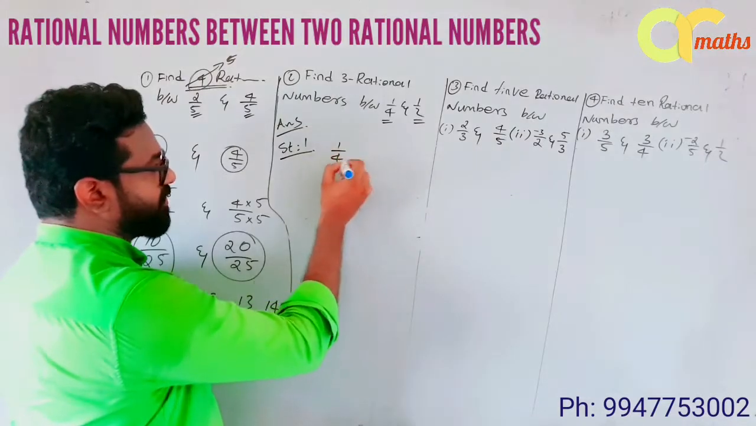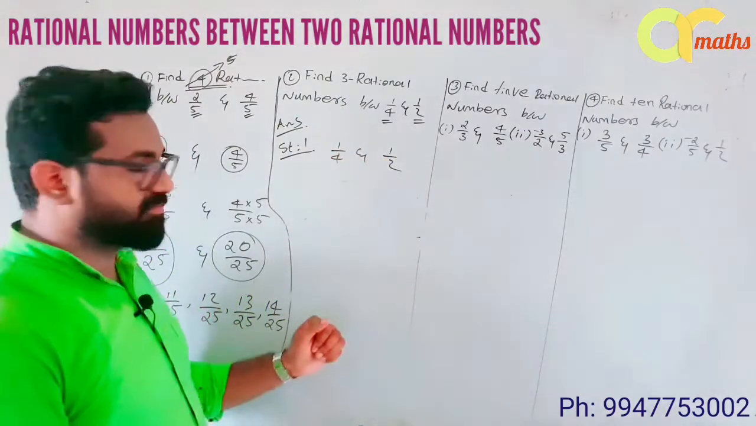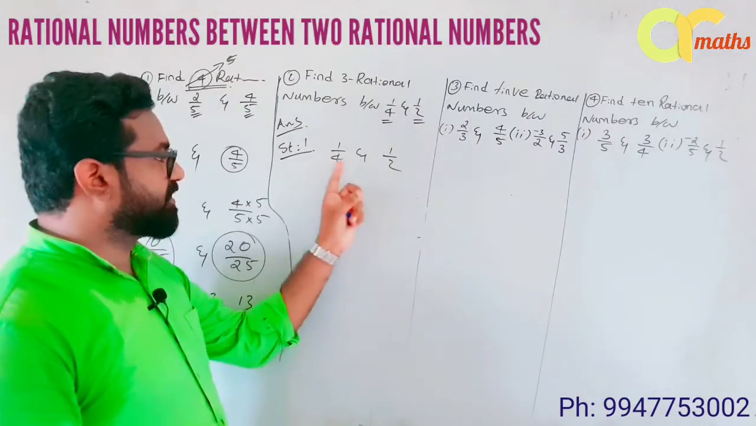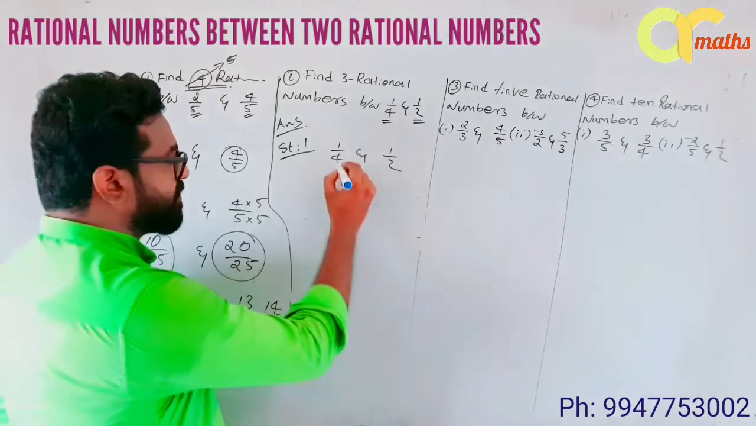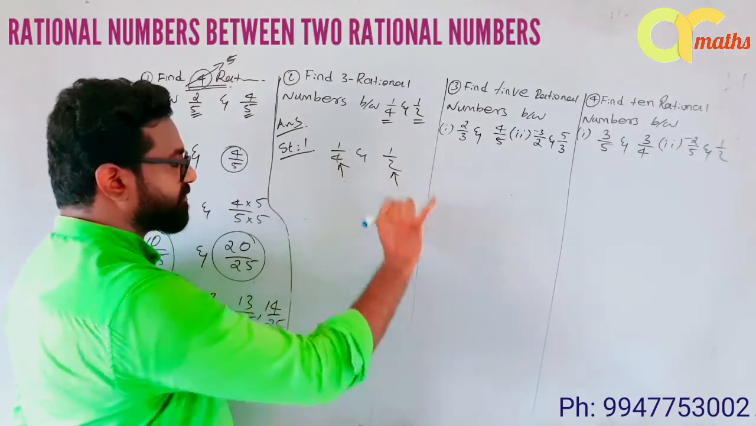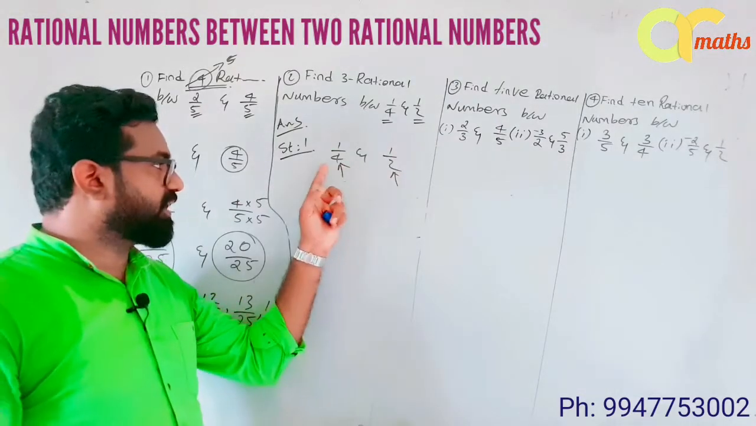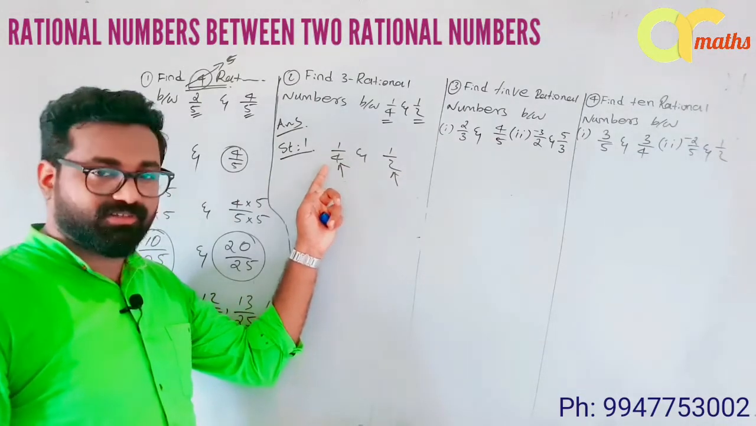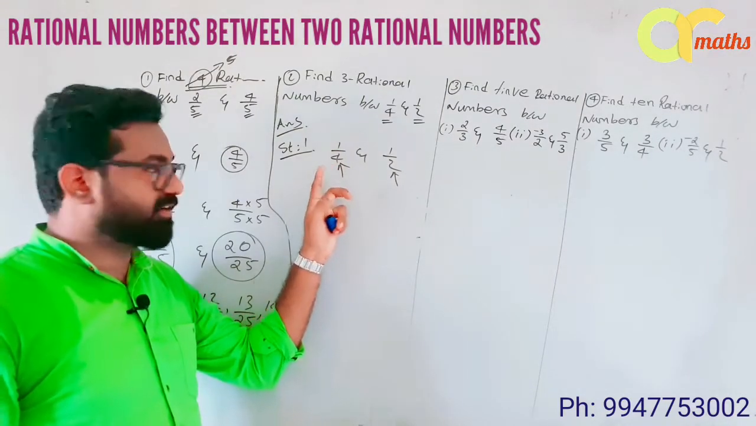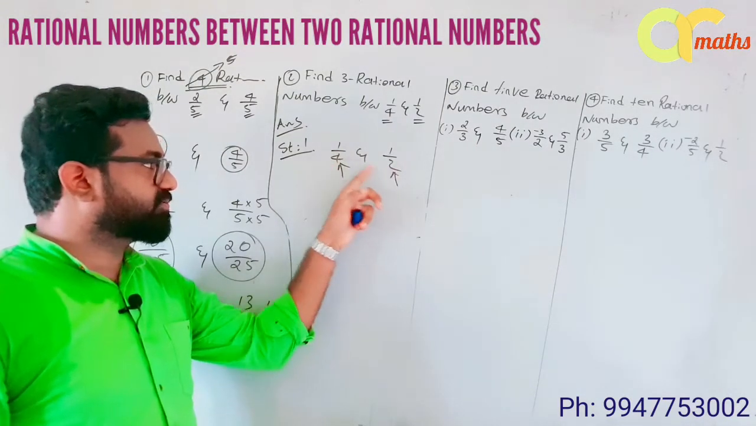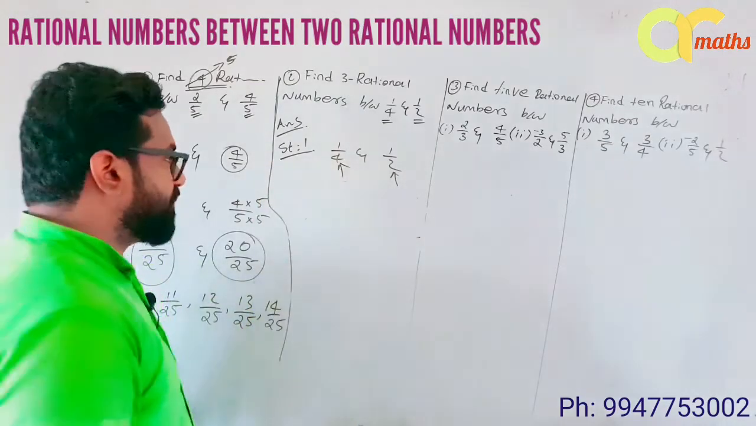So here 1 by 4 and 1 by 2. How to make the denominators the same? To make the denominators the same, first of all we have to find the LCM. What is the LCM of 4 and 2? So here 2 and 4. What is the larger number? 4. What is the multiple table of 4? 4, 8, etc. You can divide 4 by 2. So 4 is the LCM of 4 and 2.